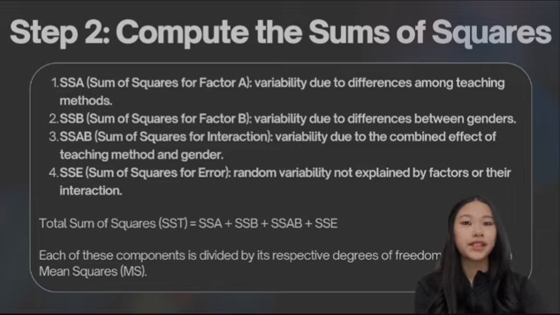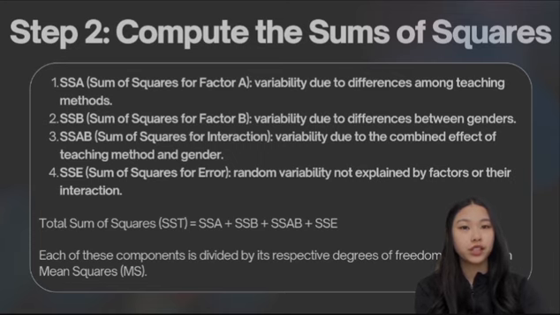We calculate SSA, the sum of squares for factor A, variability due to differences among levels of factor A; SSB, sum of squares for factor B, variability due to differences among levels of factor B; SSAB, sum of squares of interaction, variability due to the combined effect of both factors; and SSE, sum of squares for error, the unexplained or random variation. The total variability, called SST, equals the sum of all these components.